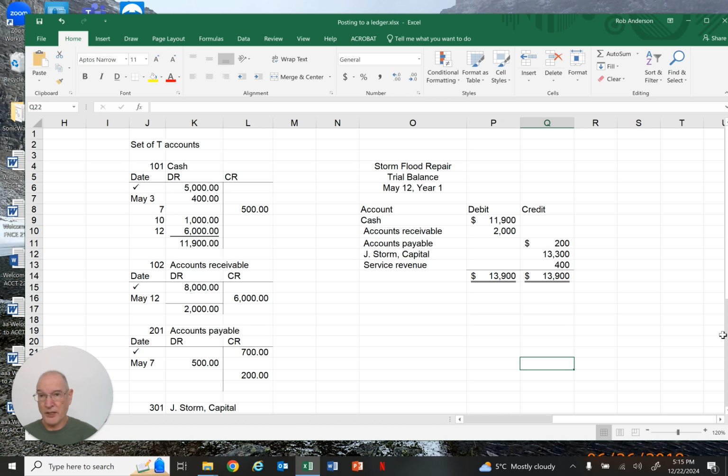So we're done. We have started with 4 journal entries, we've posted them to the ledger accounts, and we've made a trial balance to make sure that all our debits still equal all our credits. So this is correct. It all looks good.